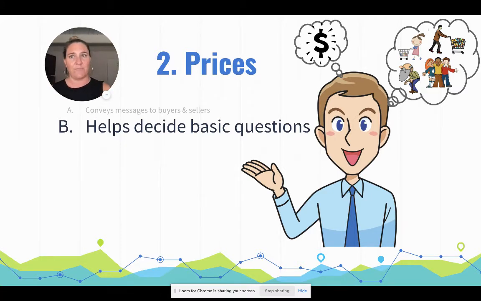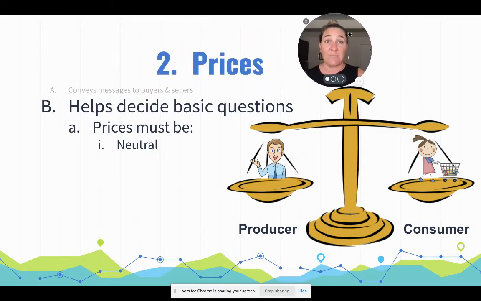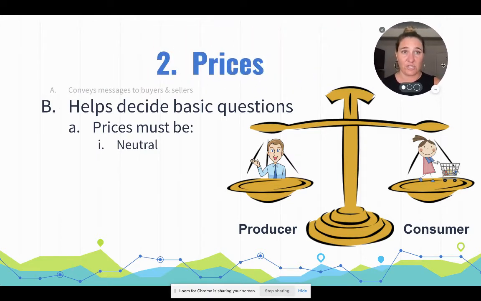All right. Now, in order to really do this, though, prices have to do a couple of things. There's a couple of determinants about prices, really, in order to answer these basic economic questions. First of all, prices must be neutral. Prices cannot favor the producer or the consumer. They can't heavily favor the producer or the consumer.